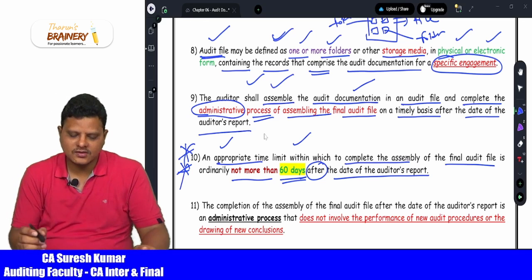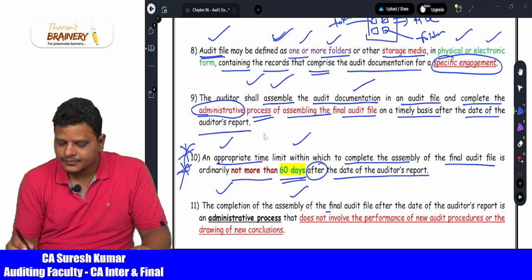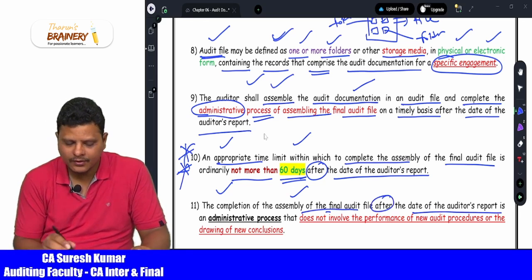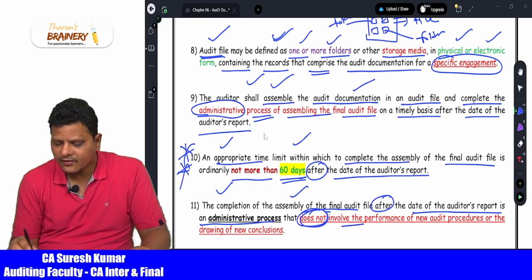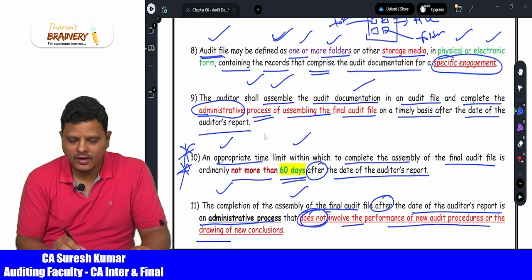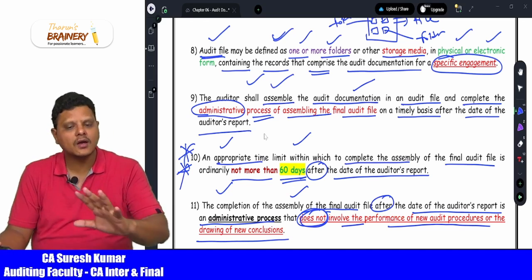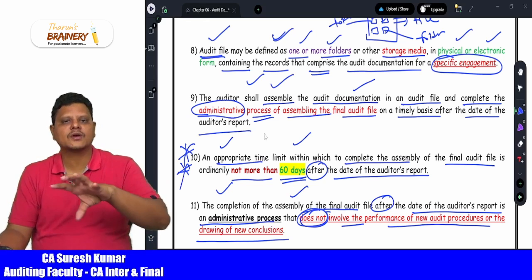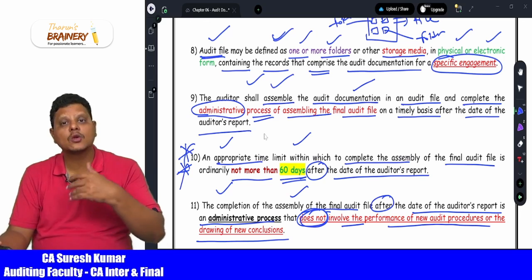Now what is the consequence of this? The assembly of the final audit file after the date of auditor's report is an administrative process that does not involve any performance of new procedures or drawing of new conclusions, because audit is already completed. We are taking up the administrative process of collecting all documents and keeping them in a separate file. Hence there is no question of applying audit procedures or giving a new opinion on the financial statements.